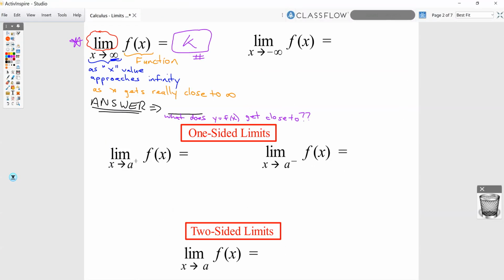All right, so let's see if we can do this second one over here. And notice this is the same thing. The only thing that's changing is we're going to let x approach negative infinity.